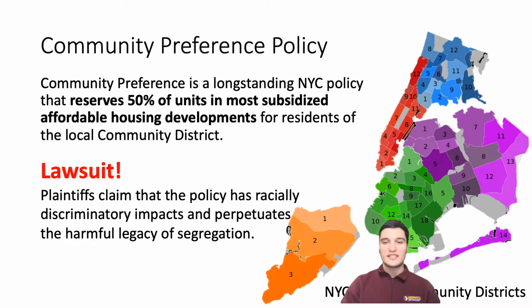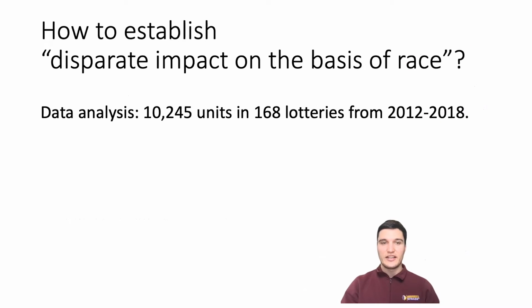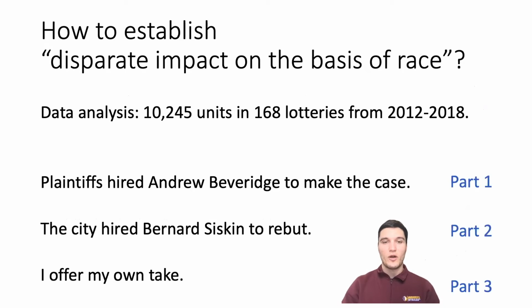Now, to argue this case, both sides are doing some data analysis, right? Specifically, they're analyzing a data set of over 10,000 units that were allocated across a 7-year span. In part one of my video, I took a look at the plaintiff's case and their expert, Beveridge. Today, I'm going to be looking at the city's defense, which was conducted by Bernard Siskin.